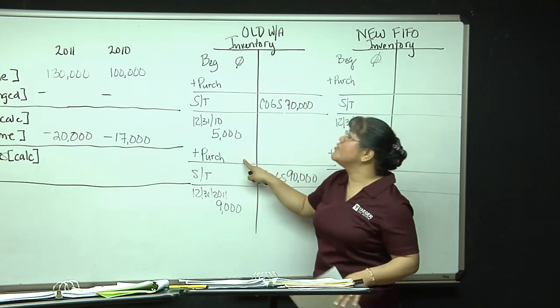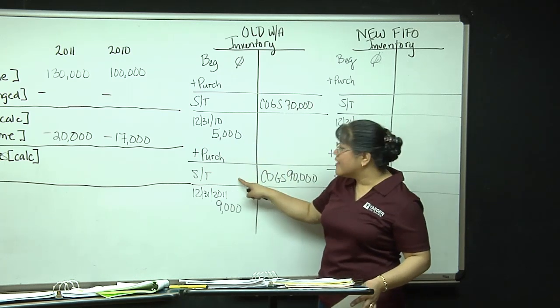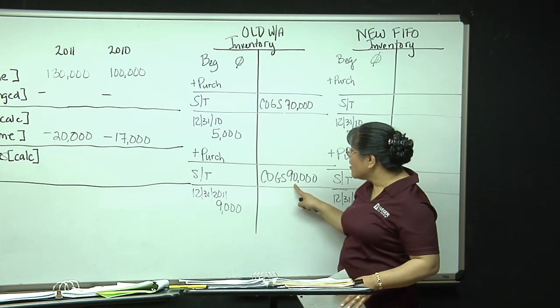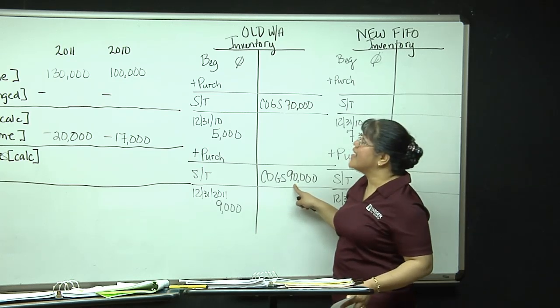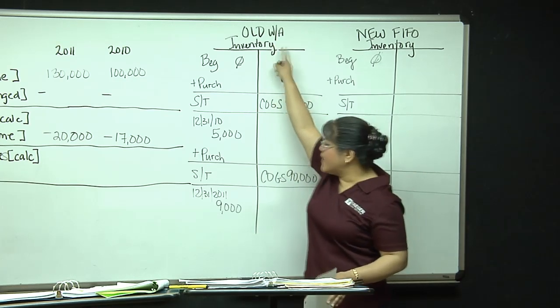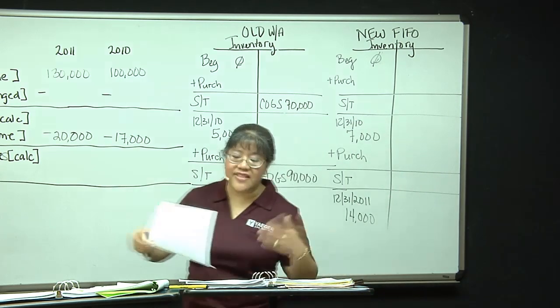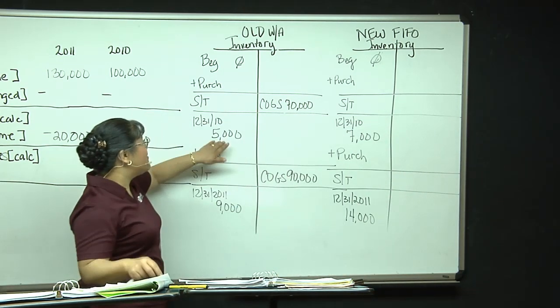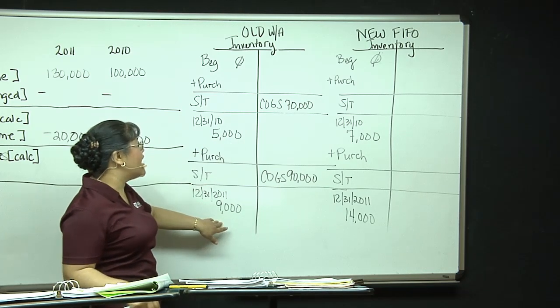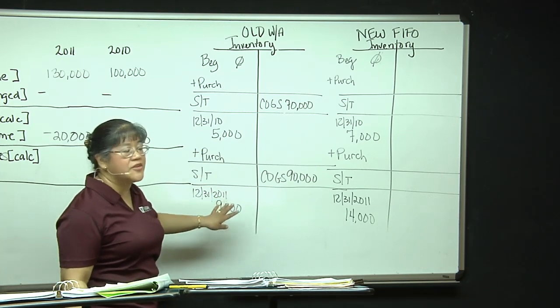Then to that you add the 2011 purchases. This gives you a subtotal. You subtract the cost of goods sold, which they gave us as 90,000. Remember, this is under the old method, and that gives you an ending balance, which they told us was $9,000. Okay, that was given information. The 5,000 for 2010 and the 9,000 for 2011 was given information under the old method.